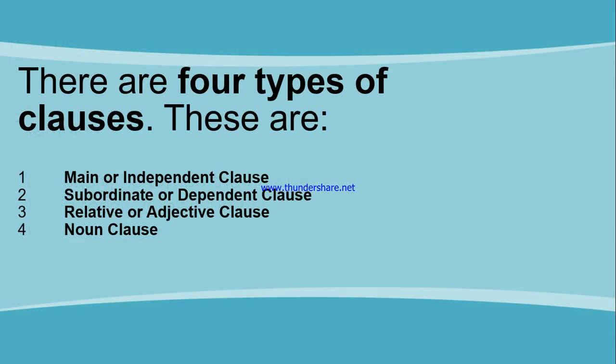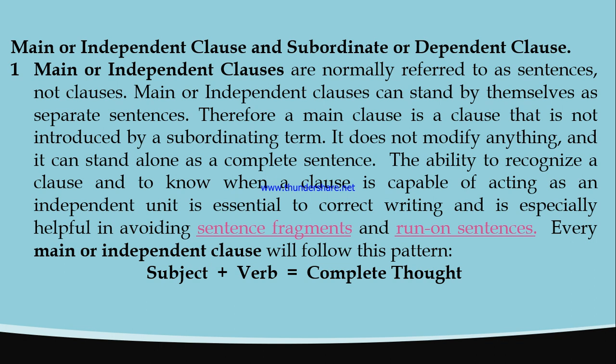There are four types of clauses. These are main or independent clause, subordinate or dependent clause, relative or adjective clause, noun clause. Main or independent clause and subordinate or dependent clause. Main or independent clauses are normally referred to as sentences, not clauses. Main और independent clauses normally sentences होते हैं, not clauses. Main और independent clauses can stand by themselves as a separate sentence. मतलब ये कि अगर आपके मेन क्लॉज के साथ अगर आपका हेल्पिंग क्लॉज नहीं है फिर भी वो आपको एक कंप्लीट सेंस दे रहा है. So in itself it's a sentence.